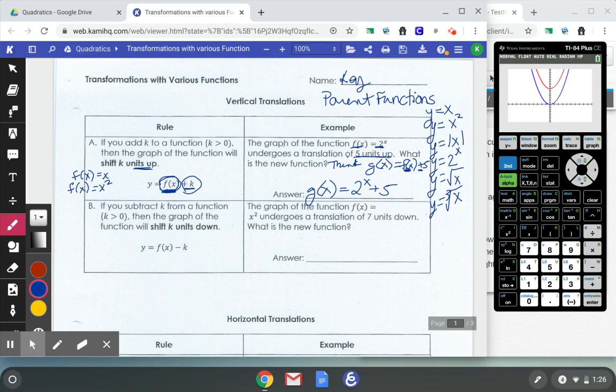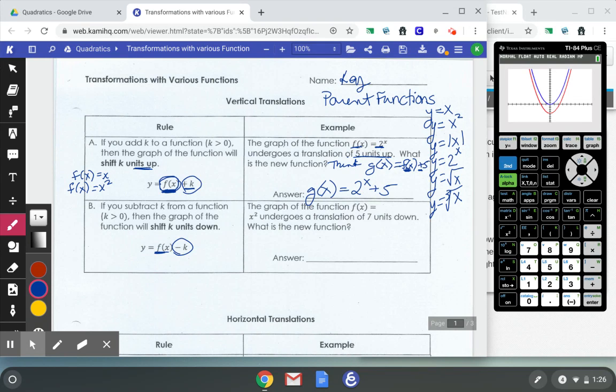Now, the same thing happens if k is less than 0. So here's your parent function. What do we think is going to happen? If that k value is less than 0, that means you're subtracting from the parent function. So instead of adding 9 or adding 5, I'm going to show the example by subtracting. Let's see what happens. It takes that function, it's the exact same function, and it's just shifting it down however many units k is.